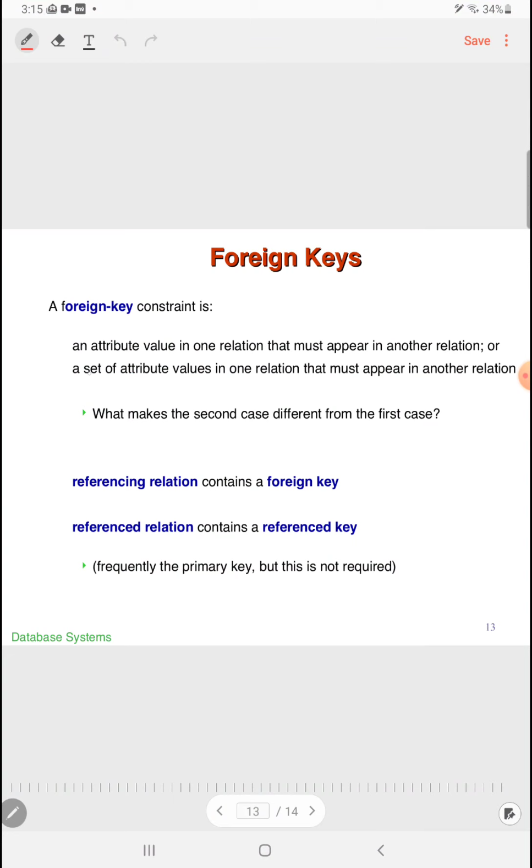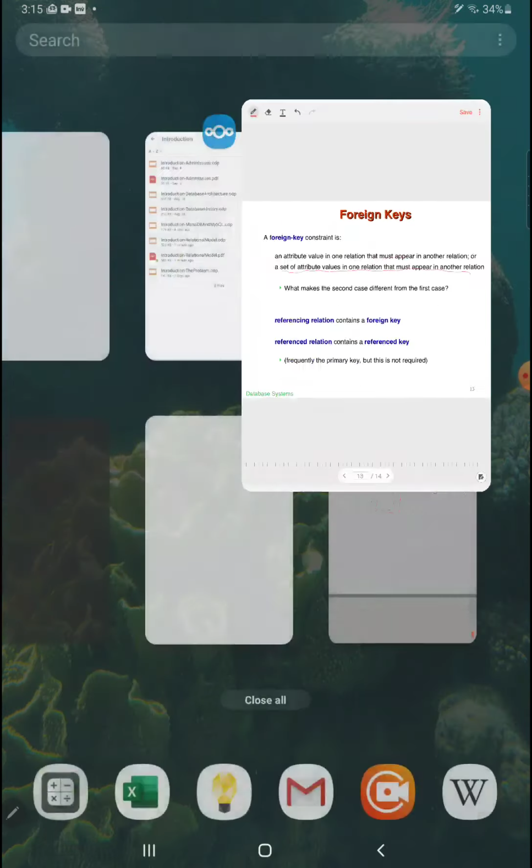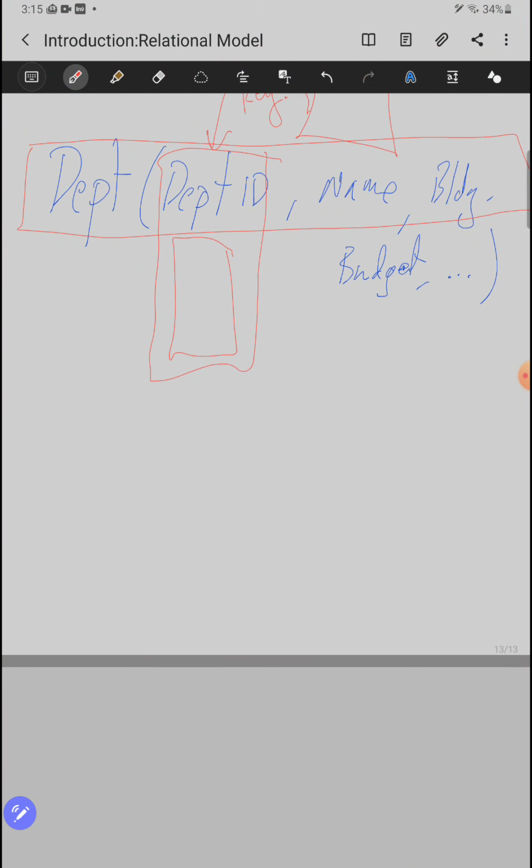A more complicated foreign key is a set of attribute values that must appear in another relation. Why would I have a set? Well, let me give you an example. Suppose I had an employee relation, and we have a first name and a last name and some other things.